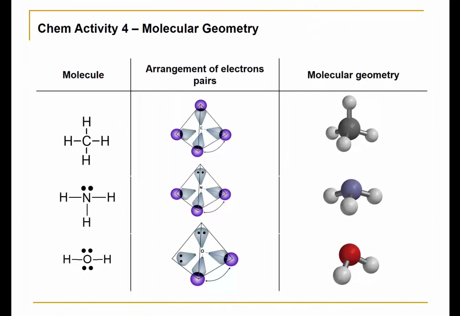So here we have representations of methane, ammonia, and water. In the middle column, I have a representation of the arrangement of electron pairs, or the electronic geometry, and in all 3 of these cases, the electronic geometry would be tetrahedral. We would predict that because the carbon, nitrogen, and oxygen all have steric numbers equal to 4. The molecular geometry is a little bit different in the sense that, of course, because carbon doesn't have any lone pairs of electrons, its electronic geometry equals the molecular geometry, and of course the molecular geometry here would be tetrahedral.